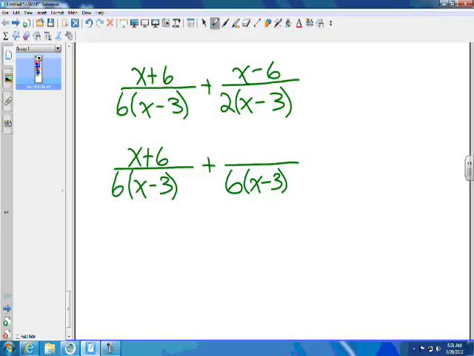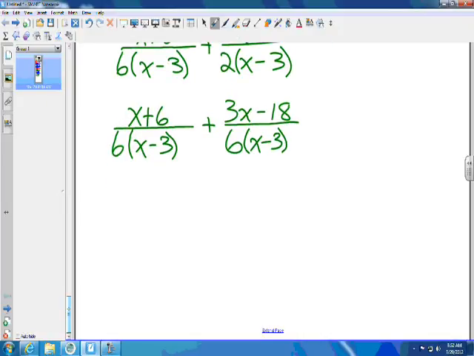What's different or missing over here? This 2 is a 6, so we have to multiply times 3, and we're not treating that like an x. 3x minus 18 if we distribute the 3 and multiply that in there. X plus 3x, 4x. And 6 minus 18.